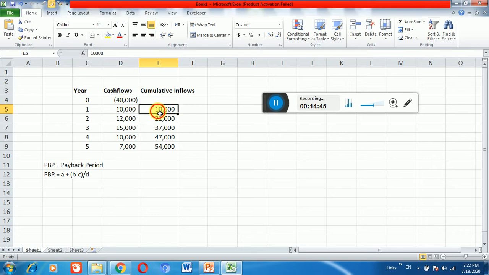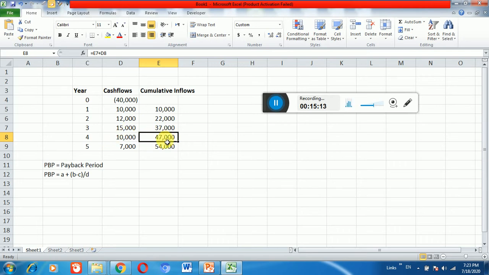So in the first year it is not recovered, in the second it is not recovered, in the third it is not recovered. Why? Because it is less than the 40,000 here. But in the fourth year it is more than 40,000. Look here once again, in which year is the cumulative cash inflow higher than the initial cash outflow? You can say in the fourth year.